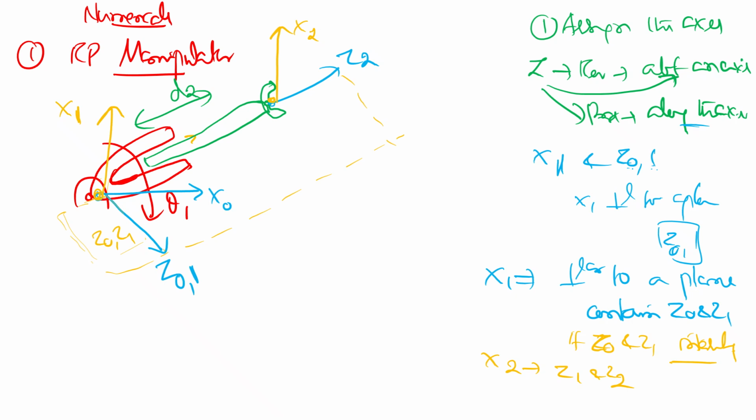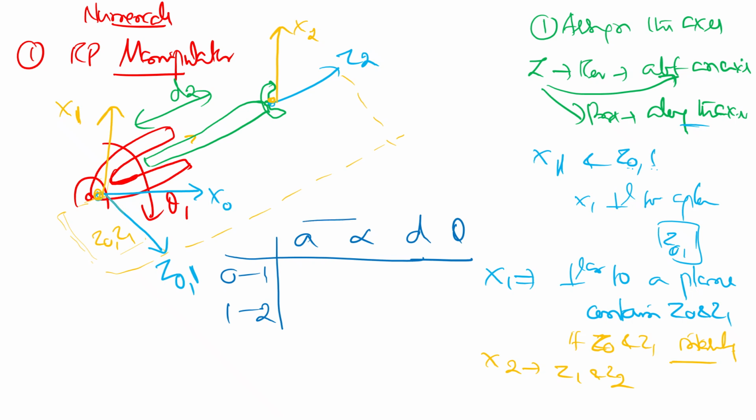Now we have to do the DH table. Your DH table has rows 0 to 1 and 1 to 2, and the columns are a, alpha, d, theta. We have already discussed what a is: the distance between z0 and z1.